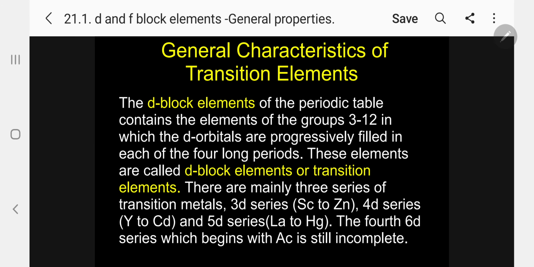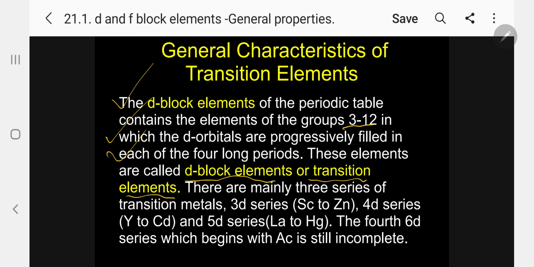So first, let me discuss the general characteristics of transition elements, that is d block elements. The d block elements of the periodic table contain the elements of groups 3 to 12, in which the d orbitals are progressively filled in each of the 4 long periods. These elements are called d block elements or transition elements.